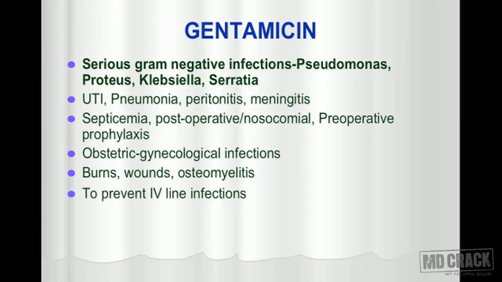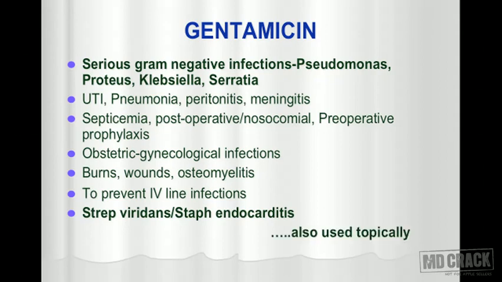It can be used to prevent intravenous line infections, especially if the patients are in the intensive care unit setup, especially if the patient is in the hospital for a longer time and is receiving the drugs by parenteral route of administration. The patient is having constant intravenous lines, and these intravenous lines could get infected. Gentamicin will be useful. Gentamicin is useful against Streptococcus viridans and Staphylococcus endocarditis. And this is why we mentioned these 2 important organisms, Streptococcus viridans and Staph aureus.